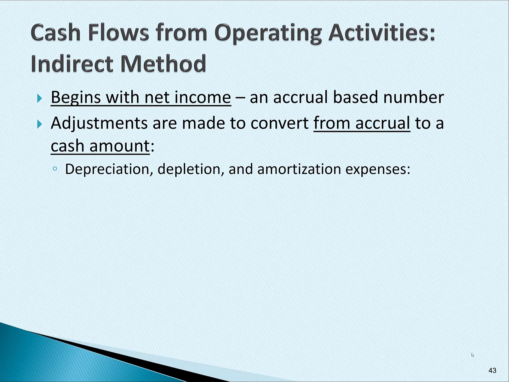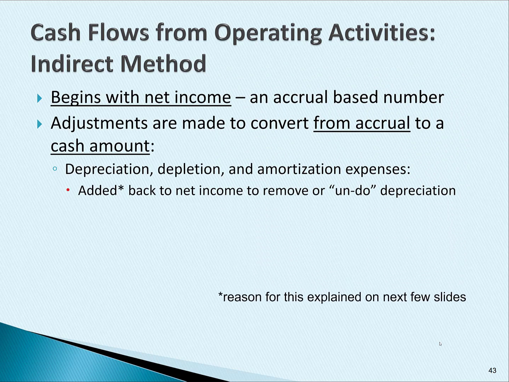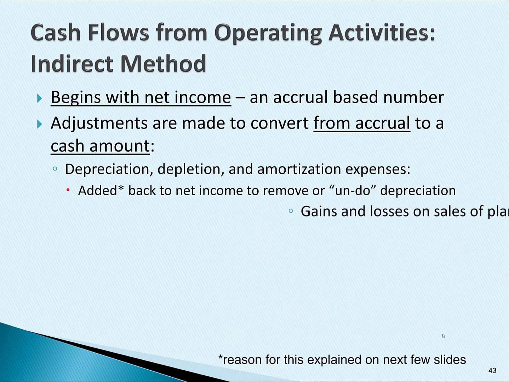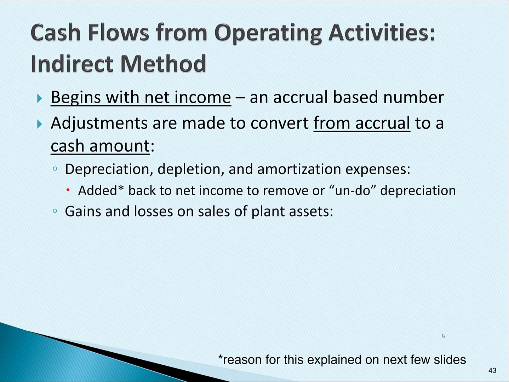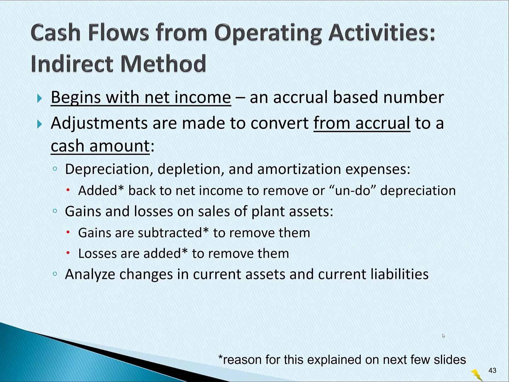We're going to start with depreciation, depletion, and amortization expenses. Why we add these back into net income will be explained in one of the next few videos I'm going to be making for you. So don't worry about knowing why it's added. I'll explain it in a couple of videos. We already talked about our gains and losses on the sale of plant assets. Those have to be backed out, so you have to remove them from net income. And then we need to analyze our changes in current assets and current liabilities.